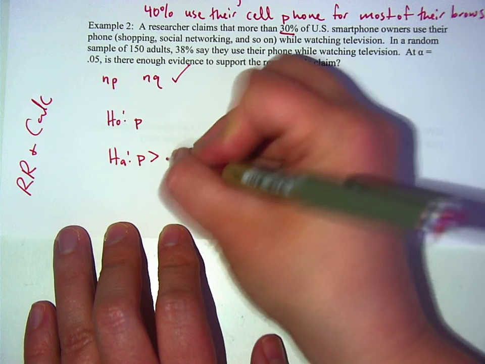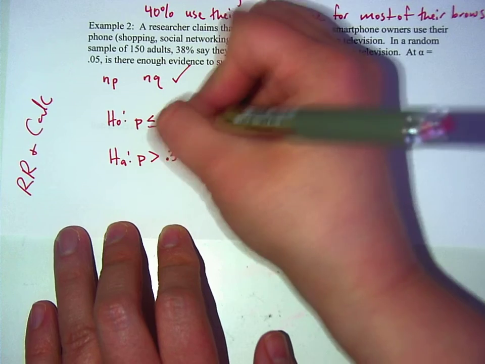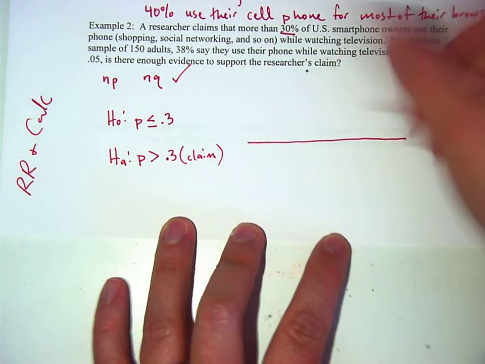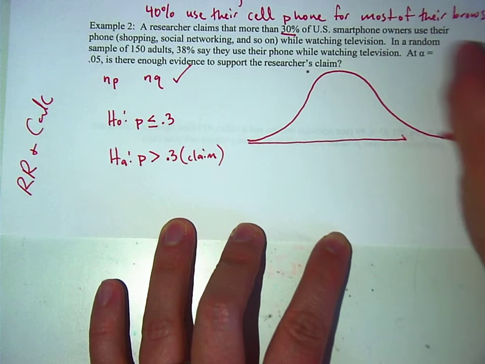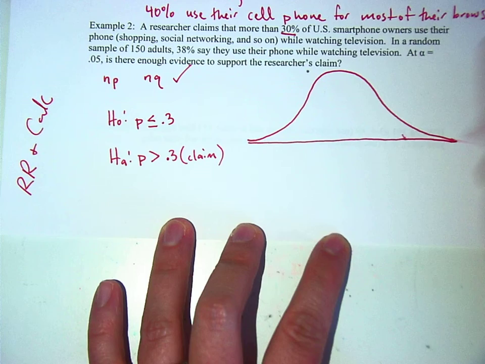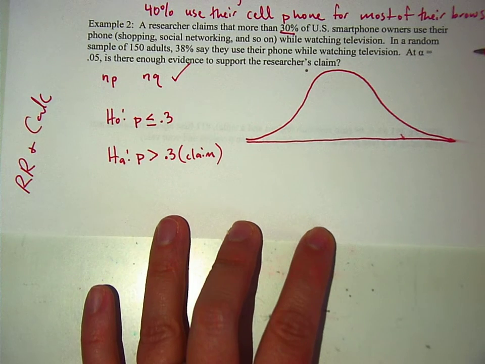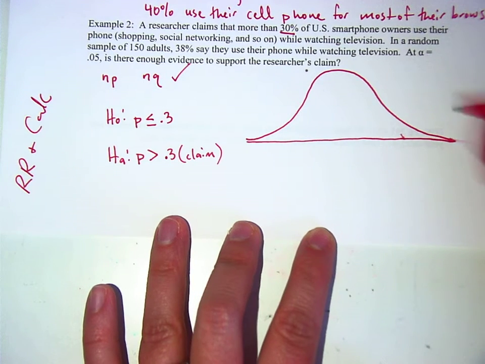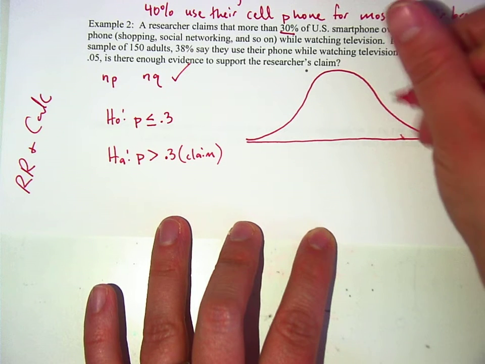Greater than 30%, that's the claim. The other one is less than or equal to 0.3. I'm going to draw up a quick picture. And it is what? 0.05 alpha, greater than over here.